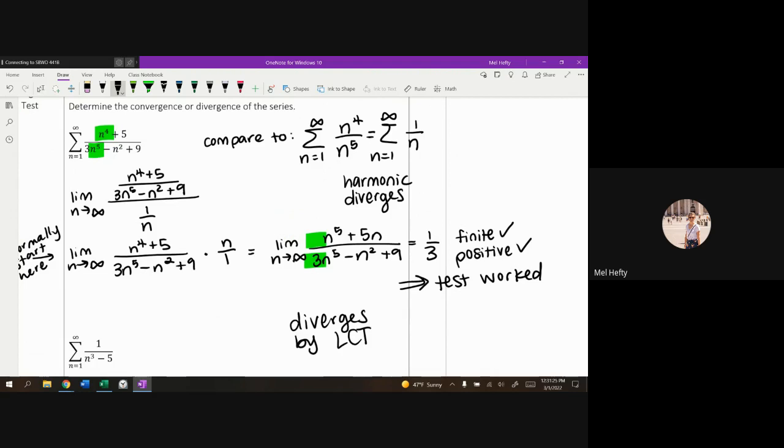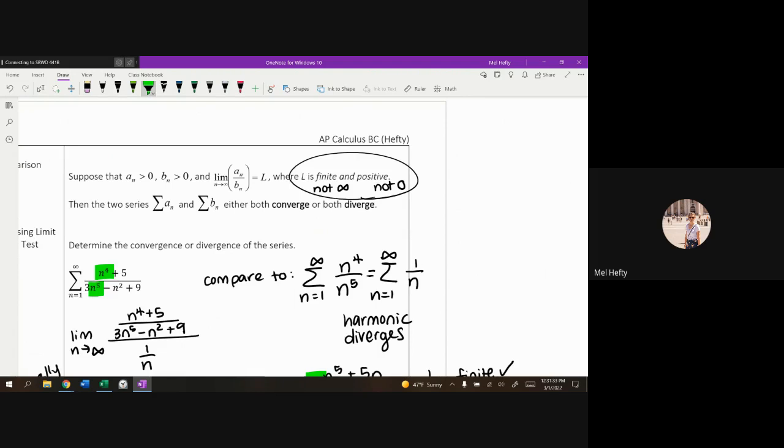Yeah, Mia. So, positive is not 0. Not 0 or negative. One of the stipulations of using this test is that our terms have to be greater than 0 anyway, because this wouldn't work for an alternating series. We're going to have a whole different test for that. That's super easy. Because the terms have to be positive, the only way to not be positive would be 0.